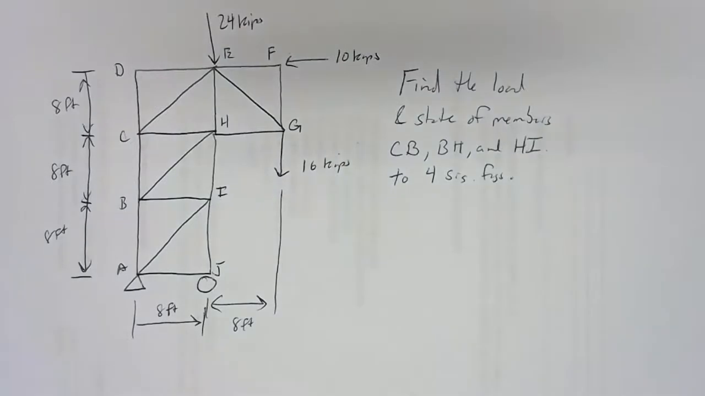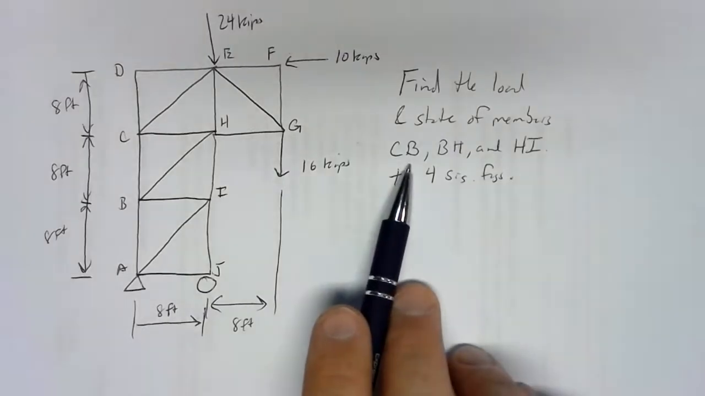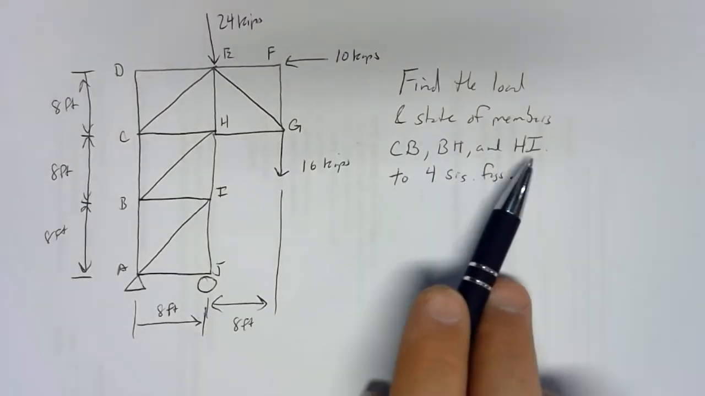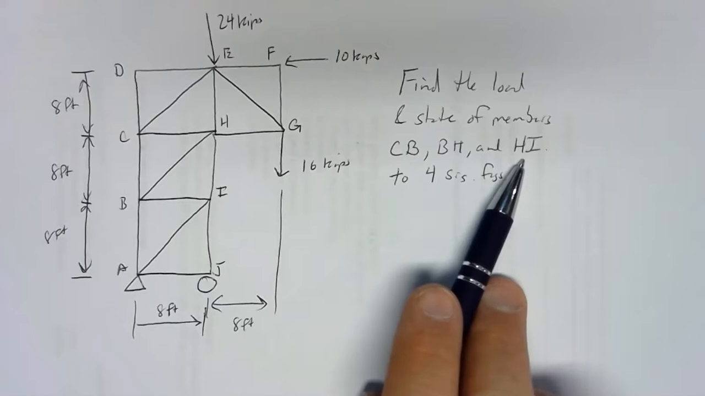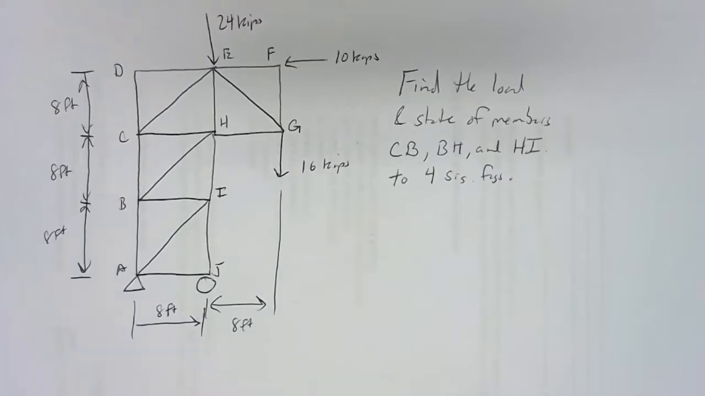And we need to find 3 of the members. We need to find out what's going on in members CB, BH, and HI. And the specification in this problem is to 4 sig figs. So we want to make sure our answers in the end are good to 4 sig figs. So pause the recording, figure out your answers, and I'll go through the solution.